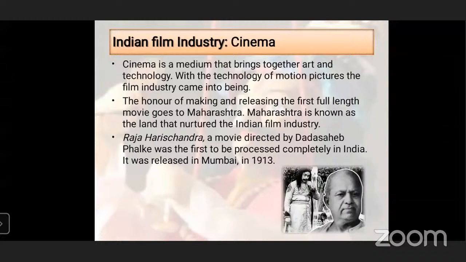So here, cinema is a medium which is a combination of art and technology both. In theater, one time they will do the play, one time the audience will see. But in movies, in cinema, if one time they do the acting, n number of times people can watch that, right? So that is the combination of art and technology. So with the technology of motion pictures, the film industry came into being.